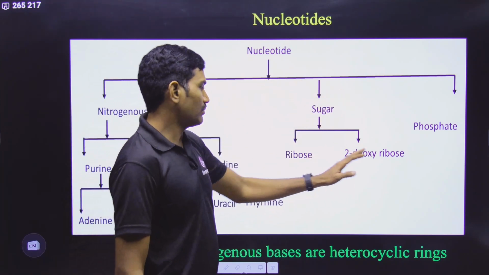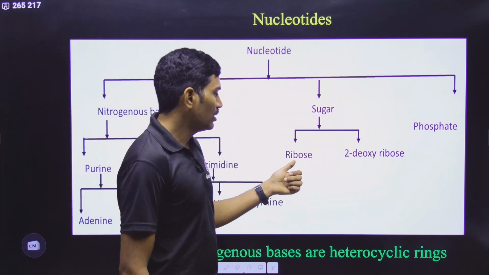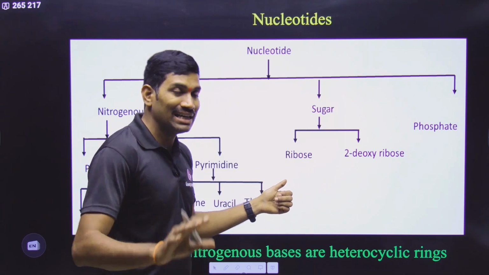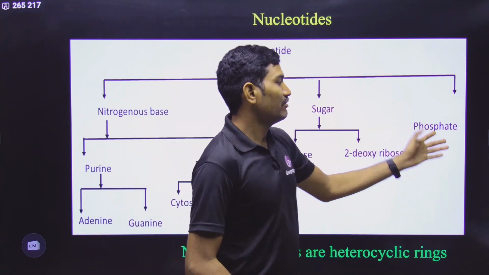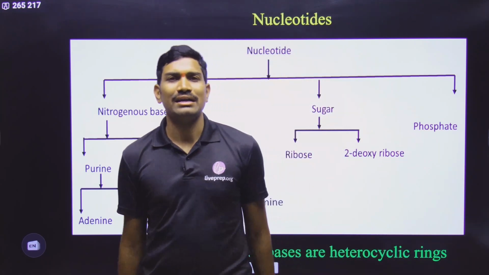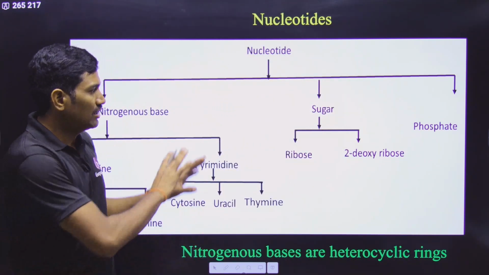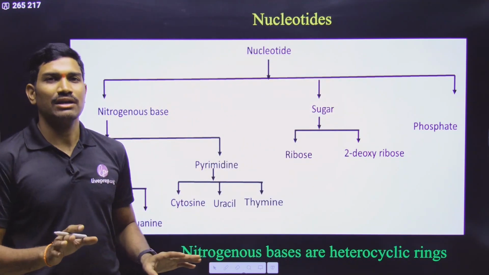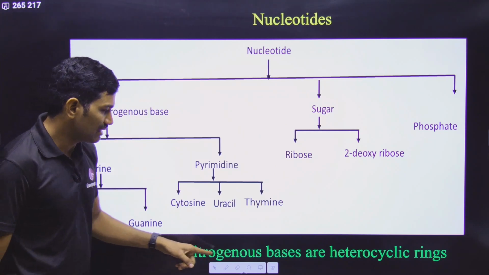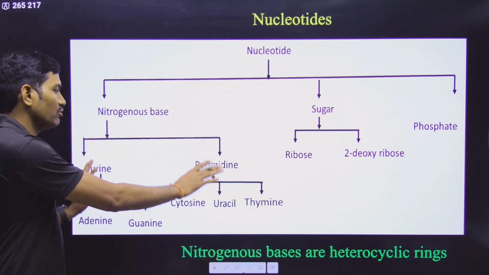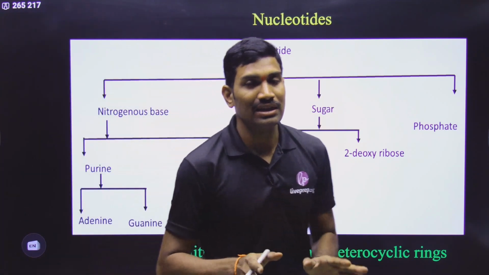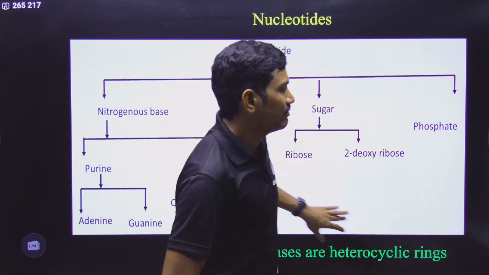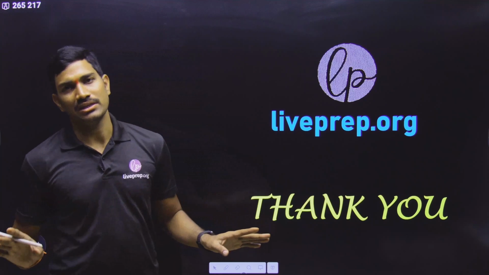Next, sugars, two types: ribose and 2-deoxyribose. Ribose sugar is present only in RNA. 2-deoxyribose is present only in DNA. And phosphate is present in both DNA and RNA. Understood or not? So with this, individual structures we have studied. And please remember, in NCERT they very clearly mention these nitrogenous bases are heterocyclic rings. They are heterocyclic rings, very, very important. With this, these structures are completed.